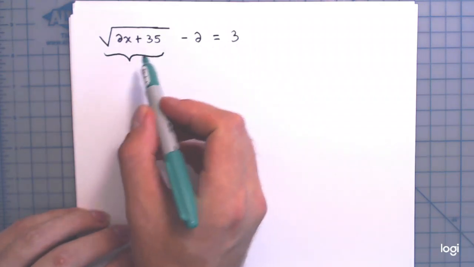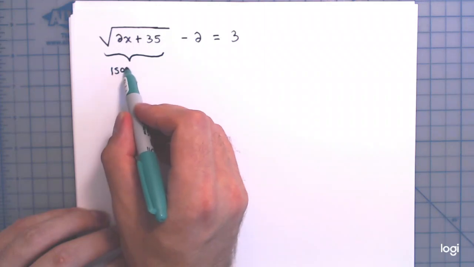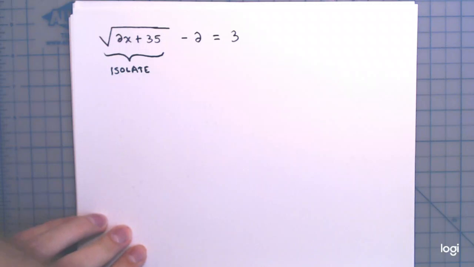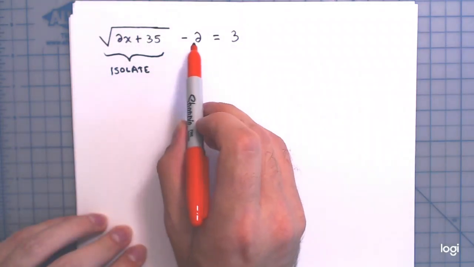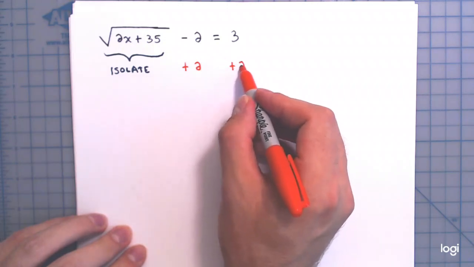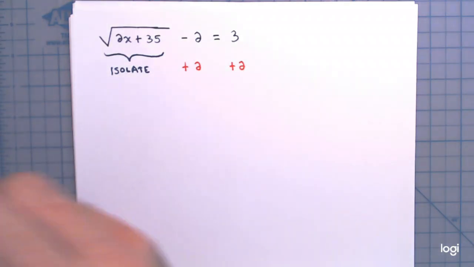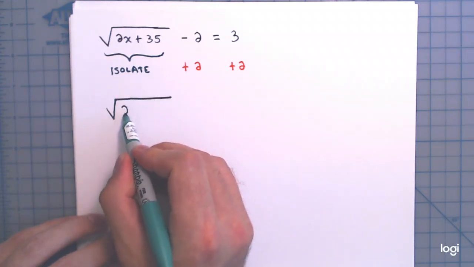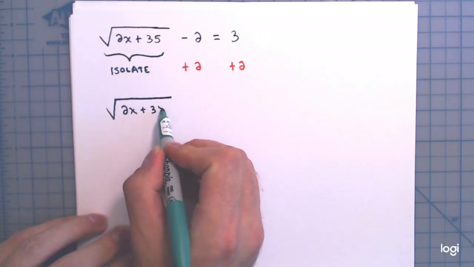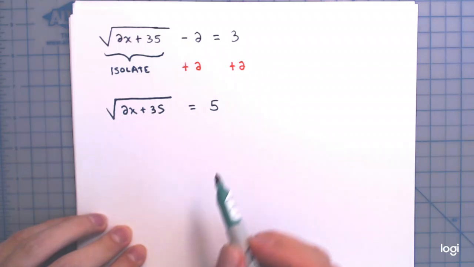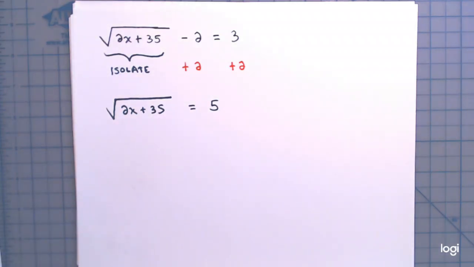So step 1 was I would like to isolate the radical. In order to do so, I need to get rid of this negative 2 term. So I'm going to add 2 to both sides. That'll leave me with this equation: the square root of 2x plus 35 is equal to positive 5. Then comes the part where I undo the radical.